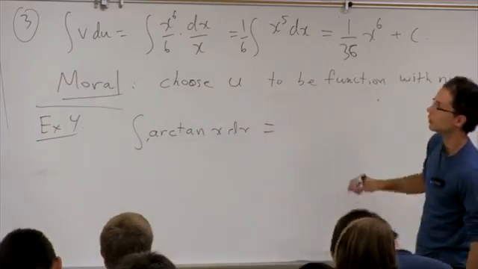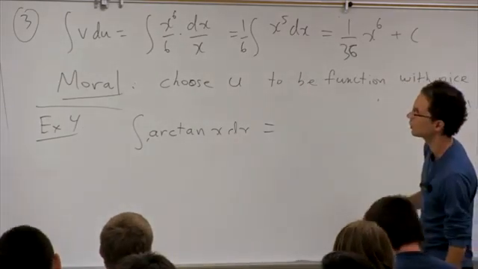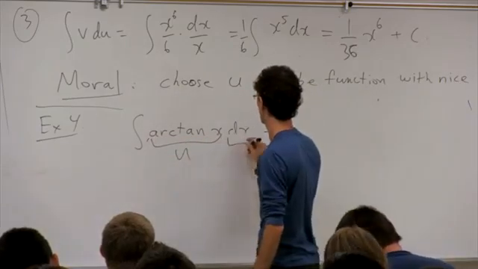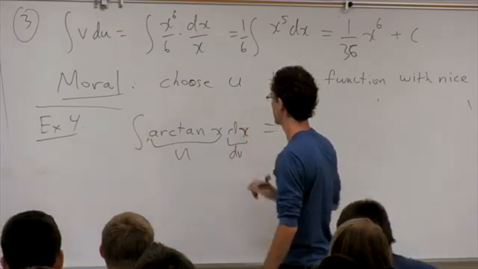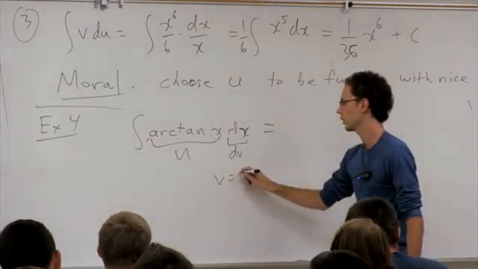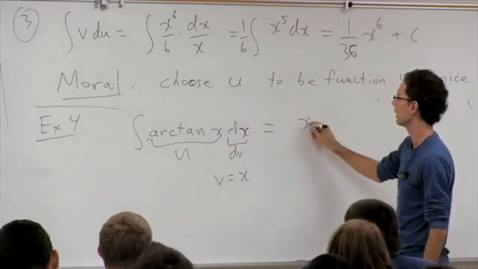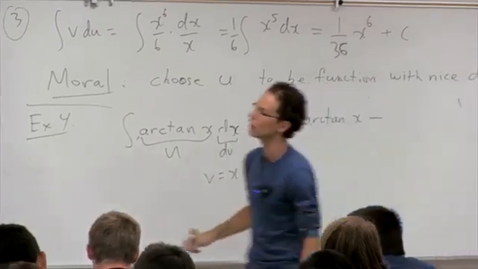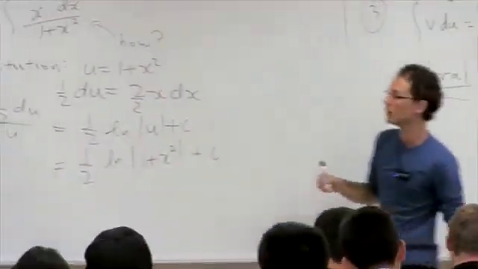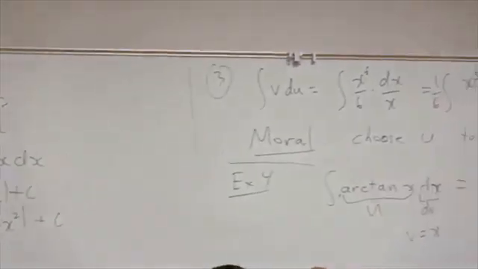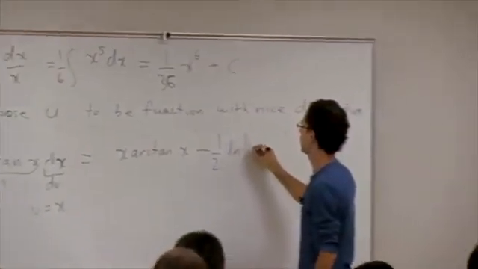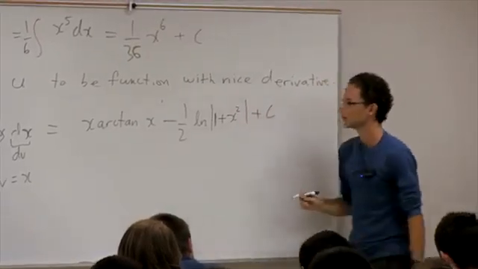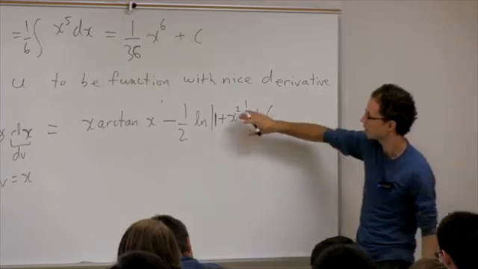We had u times v, which in this case, oh, I should not have erased that. Oh, that's too bad. I think we remember quite clearly this was u, and dv was dx. So in particular, v was x. So u times v was x arc tan x. And then we subtract off this integral that we computed here. This was v du, and we got the result 1/2 natural log 1 plus x squared plus c.